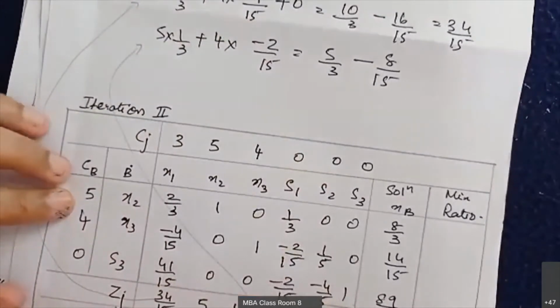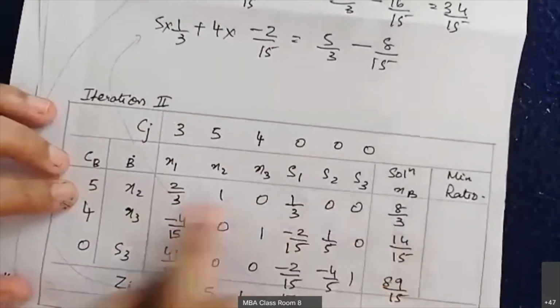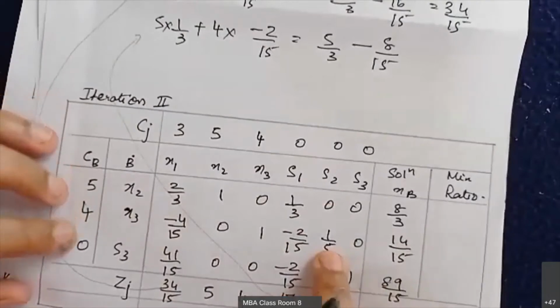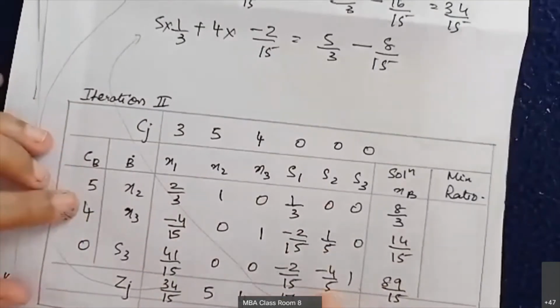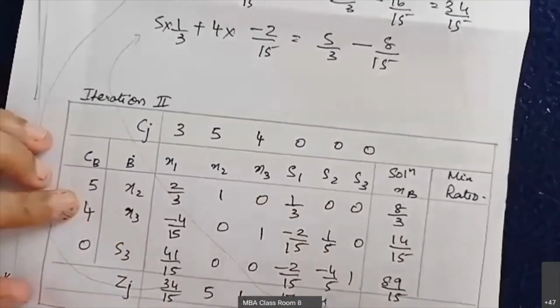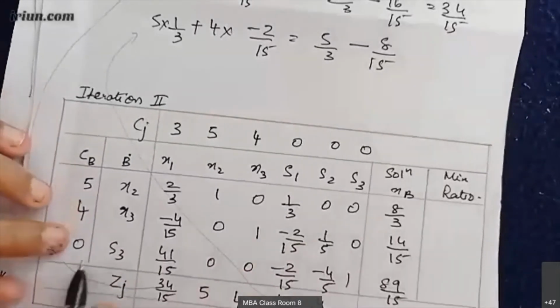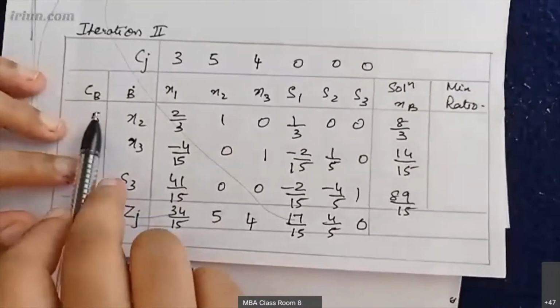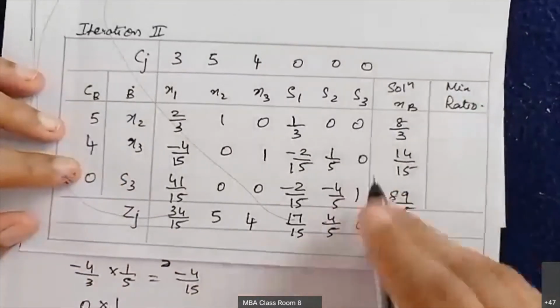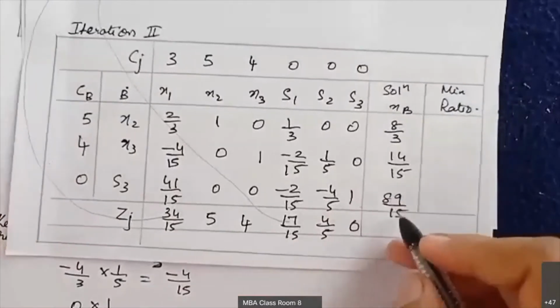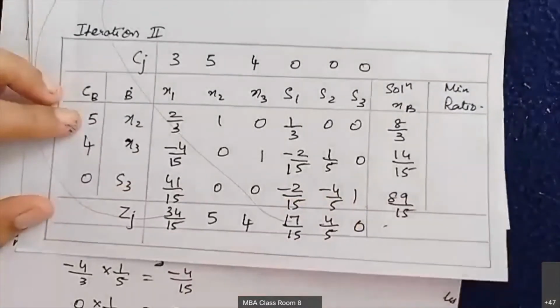17 divided by 15. Again, here it is 5 into 0 plus 4 into 1 by 5 plus 0 into minus 4 by 5. That is 4 into 1 by 5, that is 4 by 5 alone. Over here, 5 into 0 plus 4 into 0 plus 0 into 0, again you will get 0. These numbers multiplied by these numbers, you get 0. Again, you need to find this one, over here, this value.